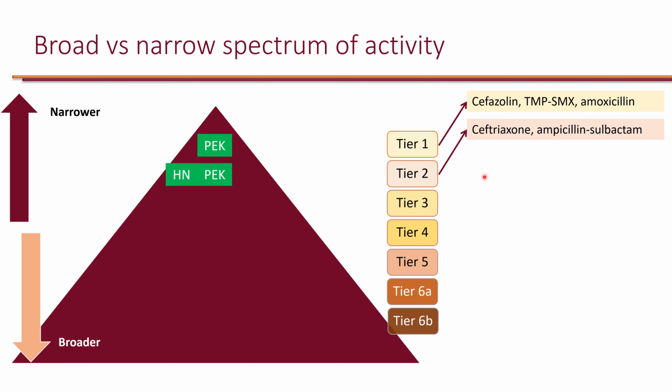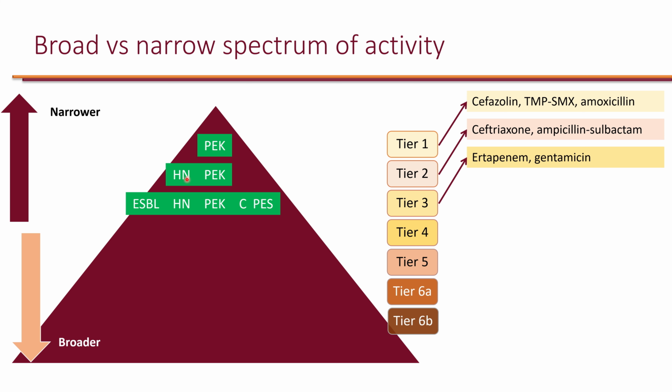Now, in tier 2, I would place drugs like ceftriaxone, which is a third generation cephalosporin, and ampicillin sulbactam, which has expanded activity when compared to amoxicillin. In addition to Proteus, E. coli, and Klebsiella, these agents are also more likely to cover Haemophilus and Neisseria species.